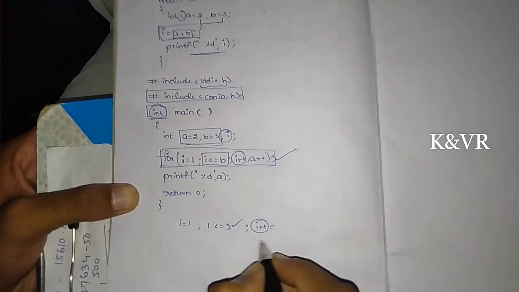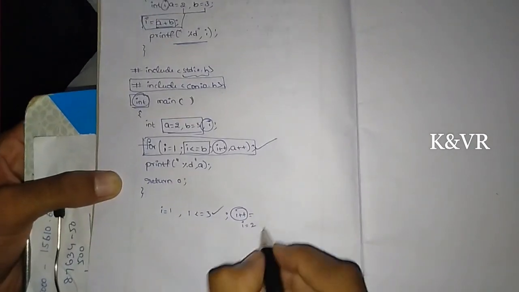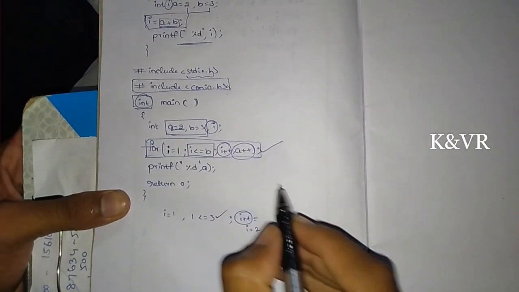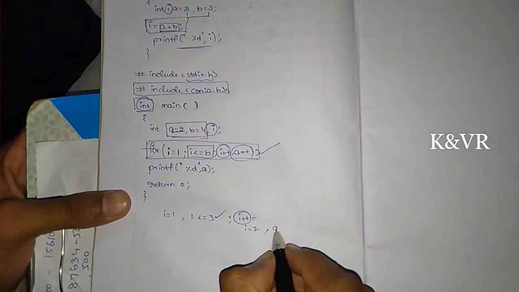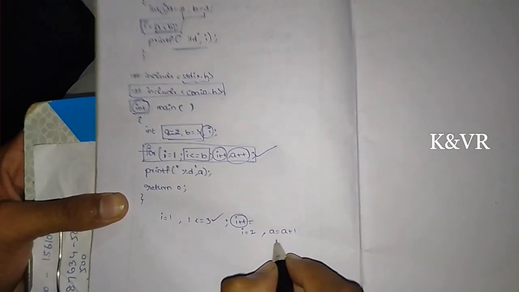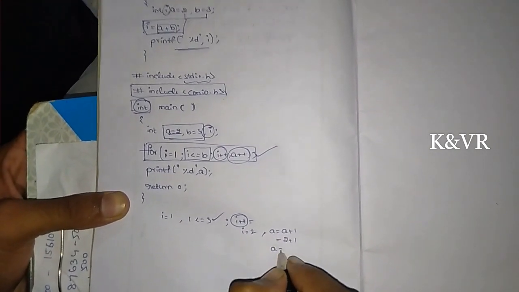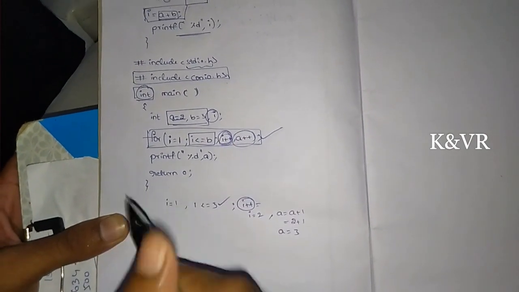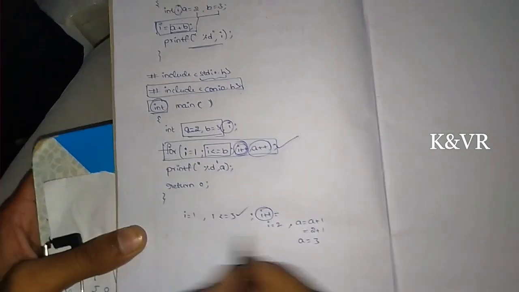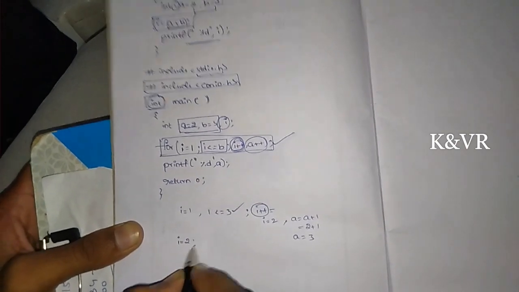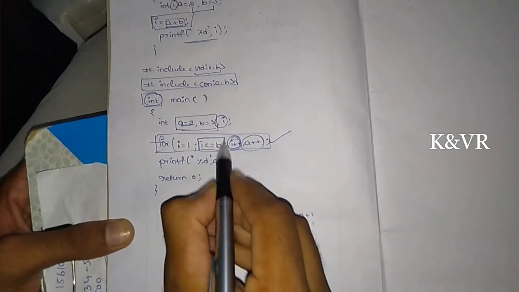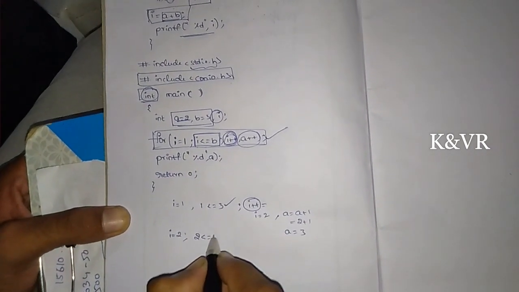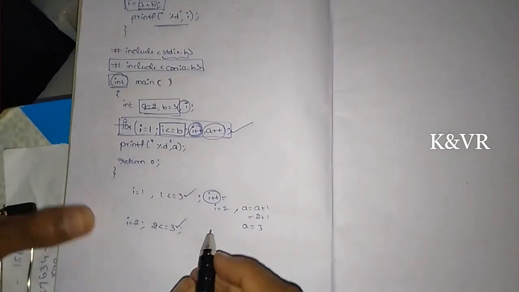It will result in i equal to 2. Now a also will get incremented, that is a equal to a + 1, that is 2 + 1, a equal to 3. Now again it will check. Now i is 2, and in this condition it will check 2 less than or equal to 3. Condition is true.